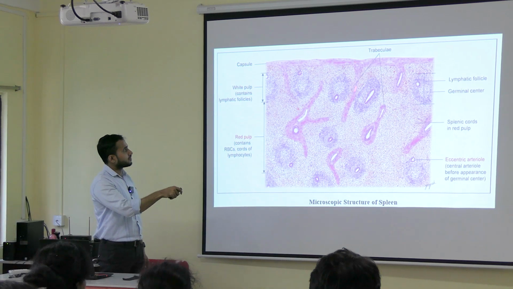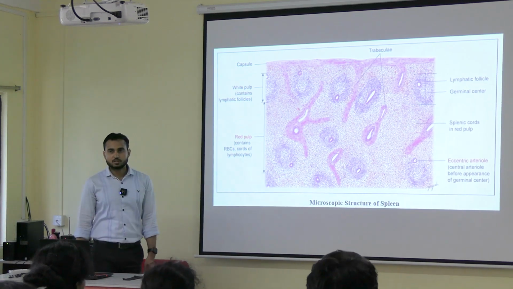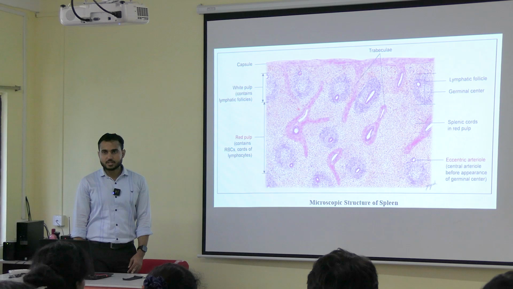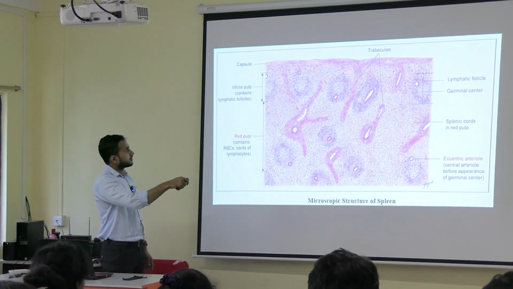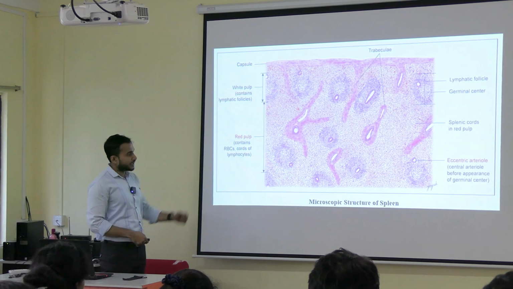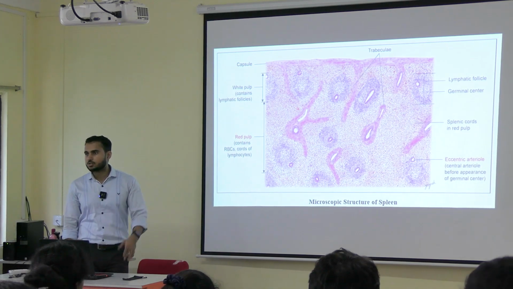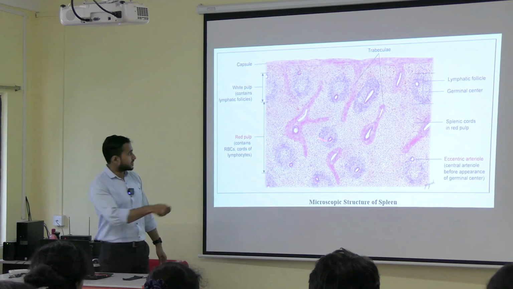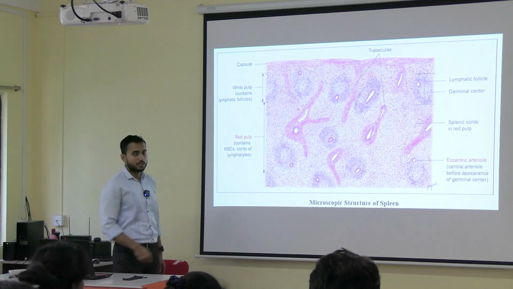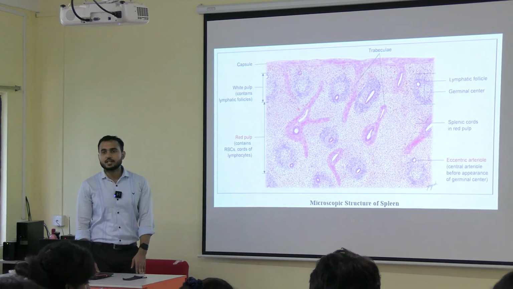From the connective tissue capsule, what is coming down? Septa or trabeculae. You can see, this septa or trabeculae is coming out. Now when the septa or trabeculae is coming out, along with that blood vessels and lymphatics are also going inside. As you can see, the blood vessels are present.